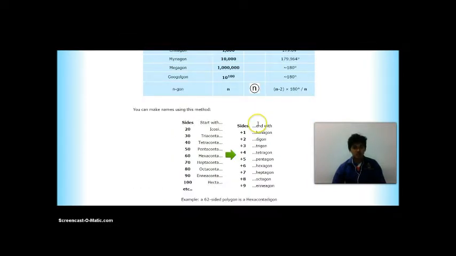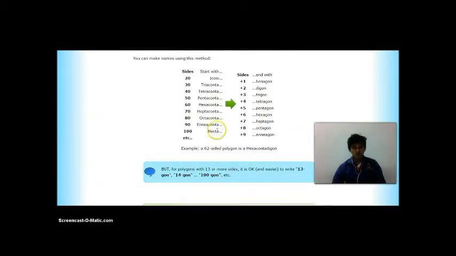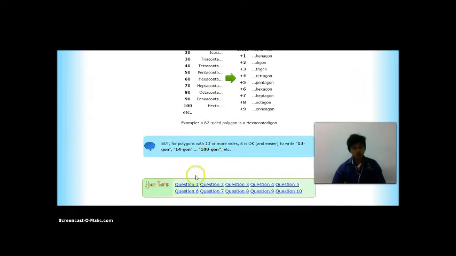Okay, next, you can make this using this method or like this. When the number of sides is more than 20, we call it an icosagon. One side plus 1, we call it a henagon. Okay, now this is so much more complex, so I will go through the questions.